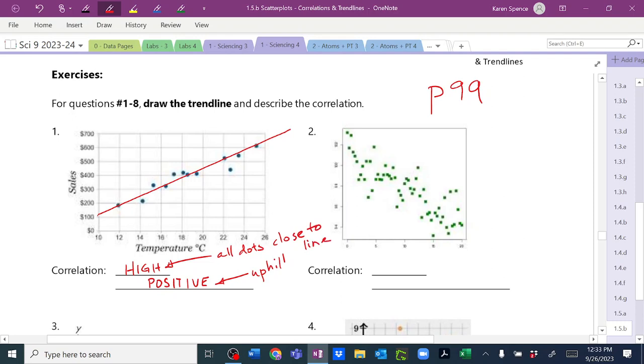How about number 2? That is low, and it is negative. And it is negative because why? It's going downhill. And why is the correlation low? Yeah, a lot of the dots are far from the line.